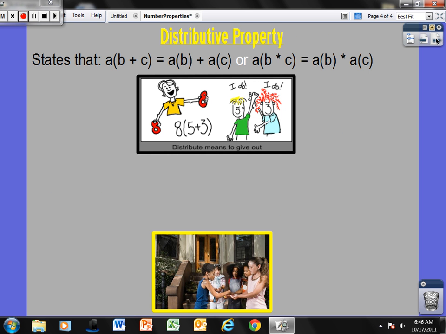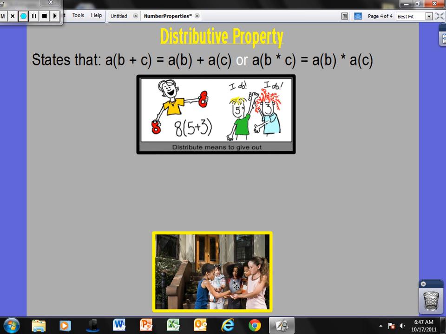Last one is distributive property. This states that A times (B plus C) is the same as A times B plus A times C. Or A times (B times C) is equal to A times B times A times C. I think a distributive means to give out or means to share. This picture here is great. Notice this person here. This is like my A person. And here's the B's and the C's and the D's and the E's, we'll say.